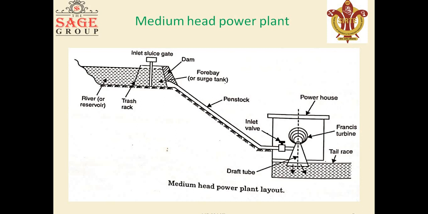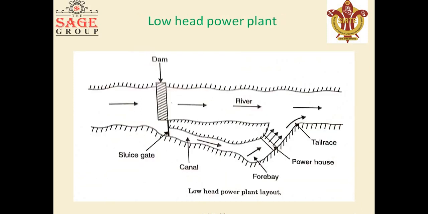And the last one is the low head power plant. This is the layout of a low head power plant. Here you can see this is the dam, that means a type of barrier, and this is a sluice gate, and this one is a canal, and the powerhouse is installed here, and this one is the river flow.